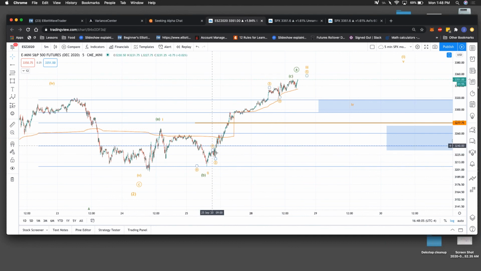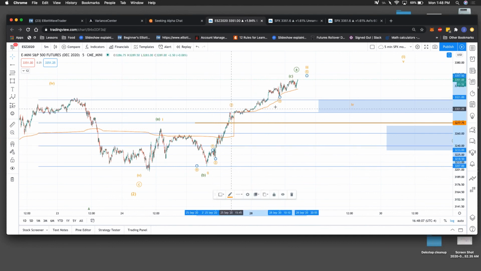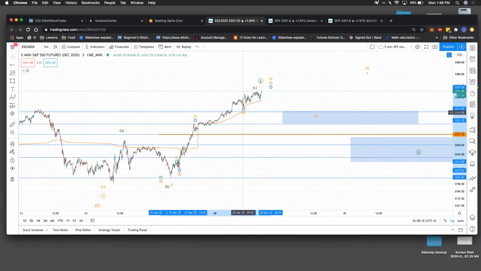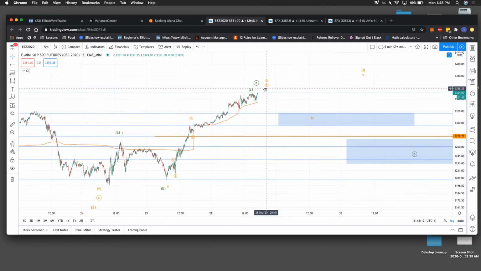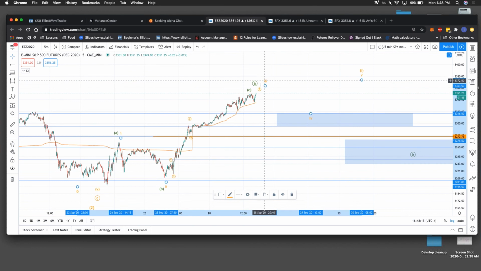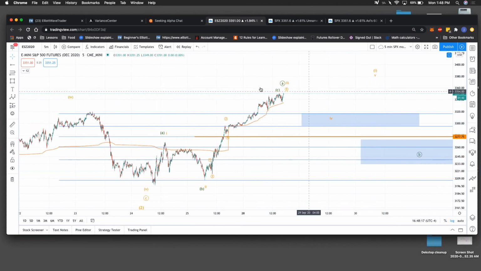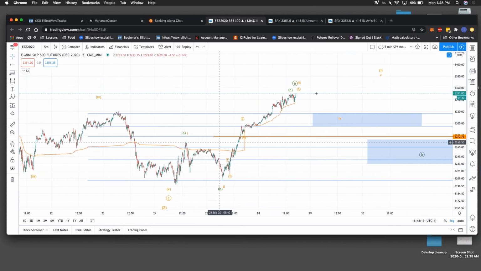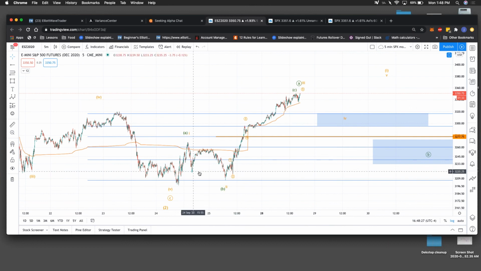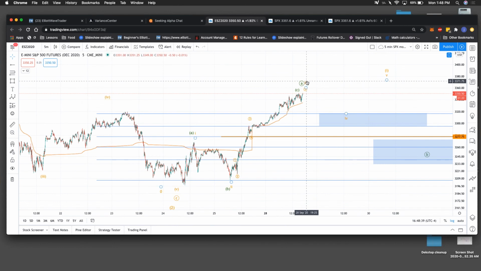Alternatively, could possibly count this like so. In either scenario here, I really can't get 5 waves up off of last week's low. So even if it's a leading diagonal off of today's low, in the context of the Thursday morning low, I still only have 3 waves up here. So I really do not prefer the orange count as of yet.